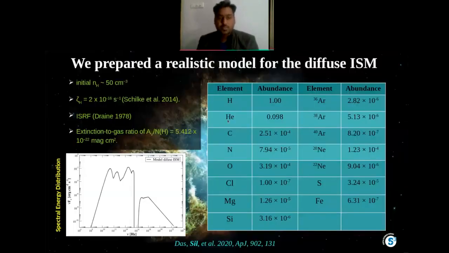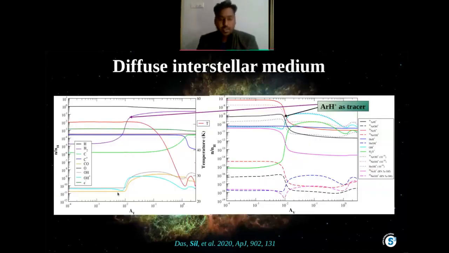We first prepared a realistic model for the diffuse ISM, because Schilke et al. 2014 observed this ArH+ in diffuse continuum sources. For this, we used the physical parameters used by Schilke, initial hydrogen abundance, and this initial elemental abundance, and used this spectral energy distribution and found species like ArH+. This black curve shows the ArH+ abundance profile, which gives roughly an abundance of the order of 10 to the power minus 9.